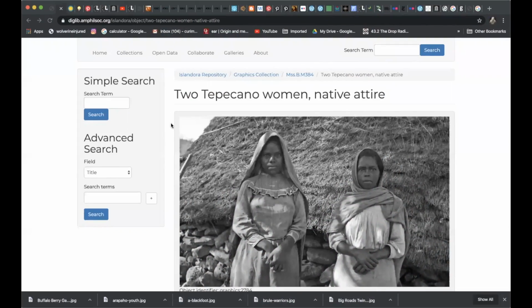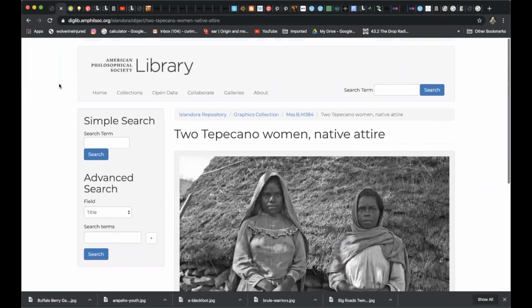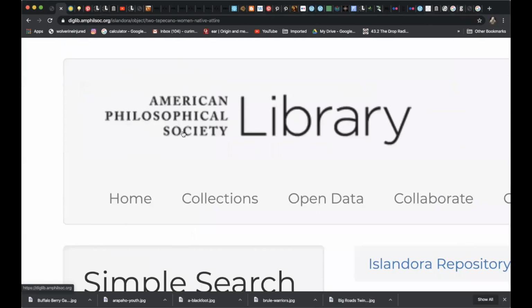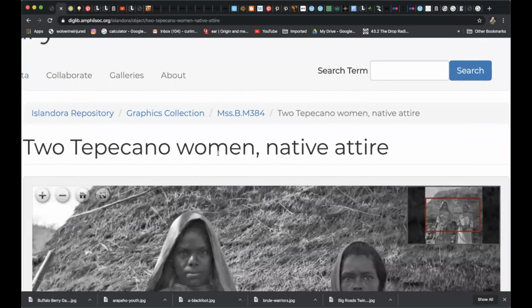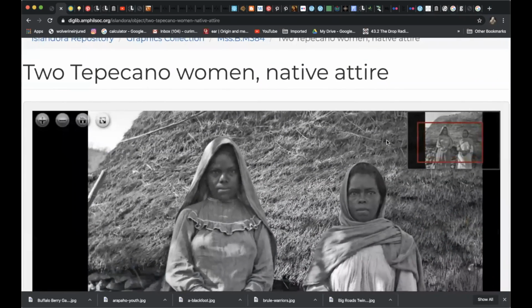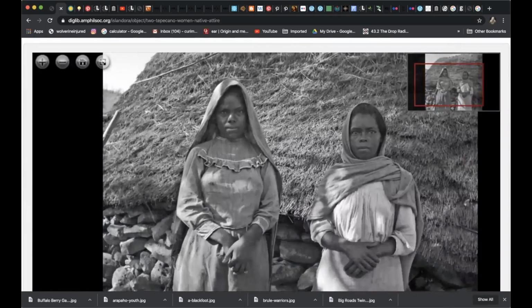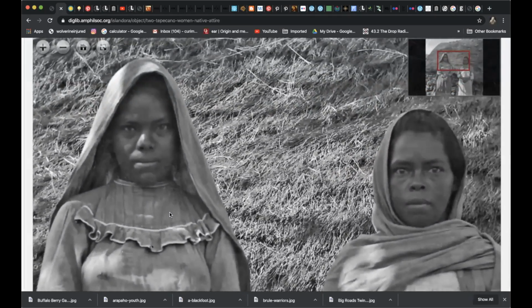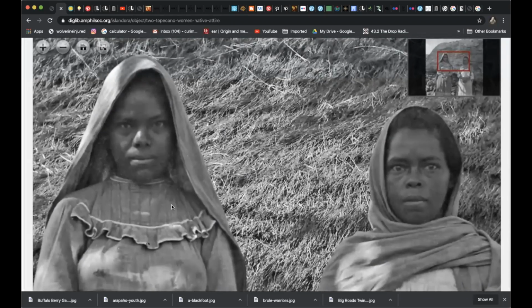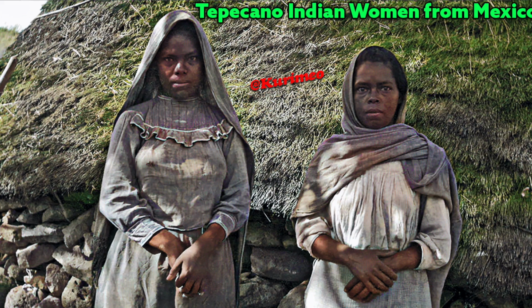All right, so now we're in this other website. It's the American Philosophical Society Library Digital Collections, and it says that it's two Tepecano women in native attire. All right, these are the Tepecano American Indians, Aboriginals. You see, Tepecano. You see them?